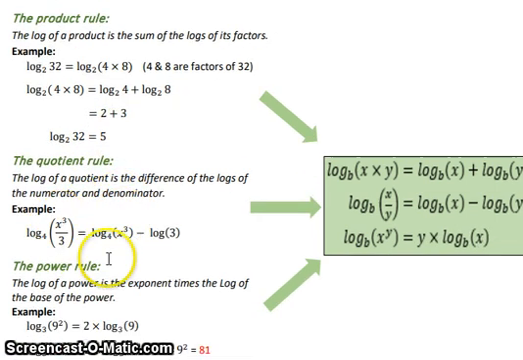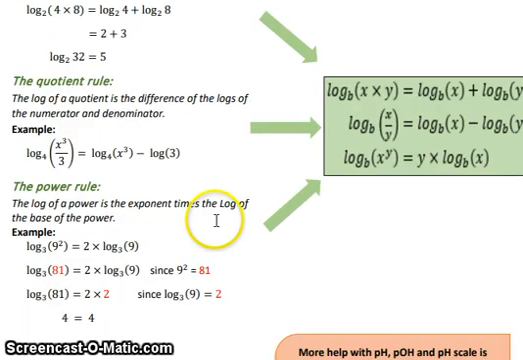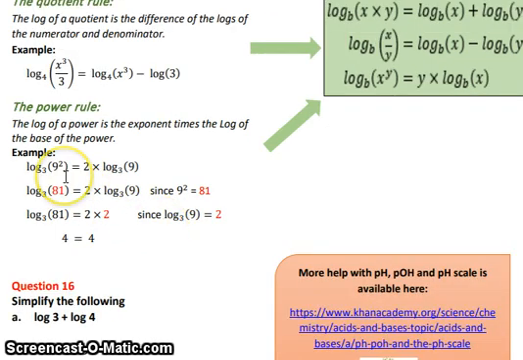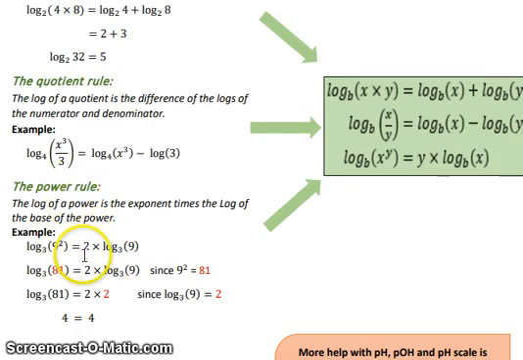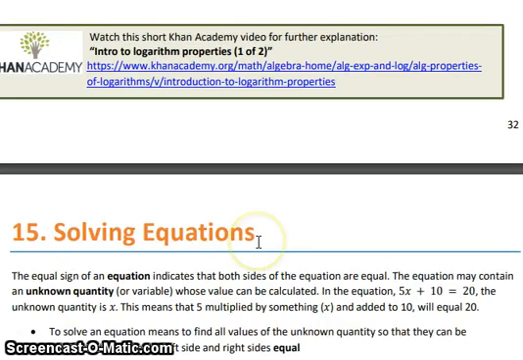The quotient rule: the log of a quotient is the difference of the logs of the numerator and denominator. Log base 4 of x cubed divided by 3 is log base 4 of x cubed minus log base 4 of 3. The power rule: the log of a power is the exponent times the log of the base of the power. Log base 3 of 9 squared is 2 times log base 3 of 9, and so on, you can see.